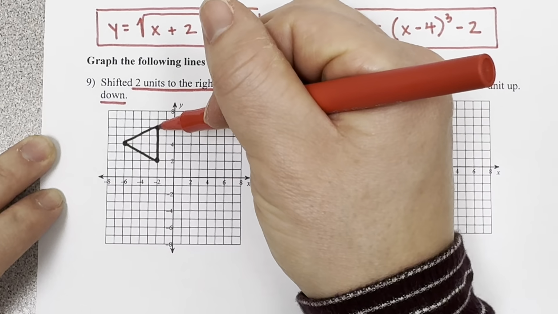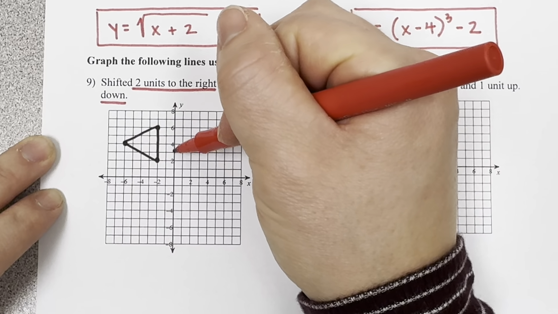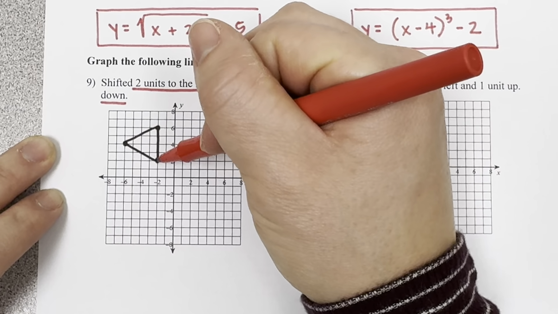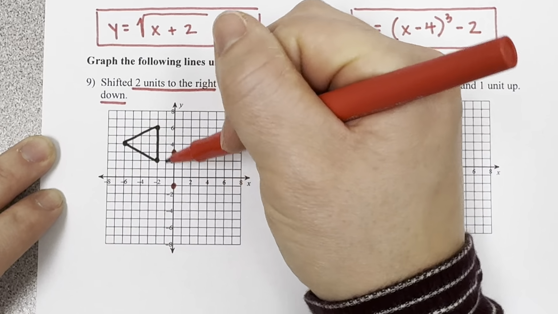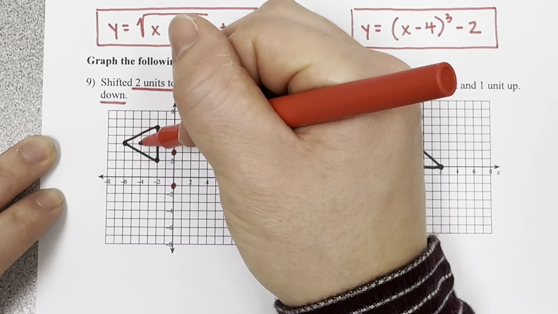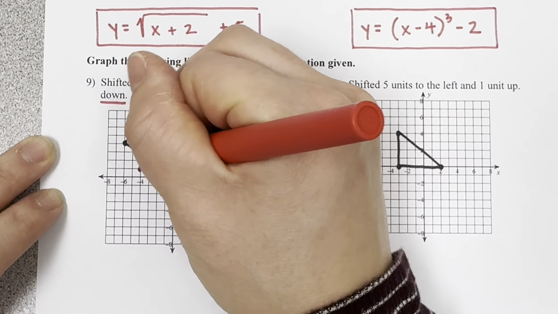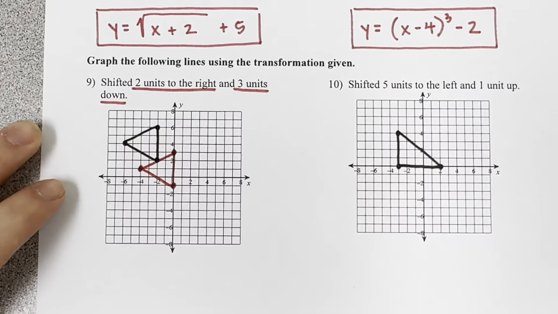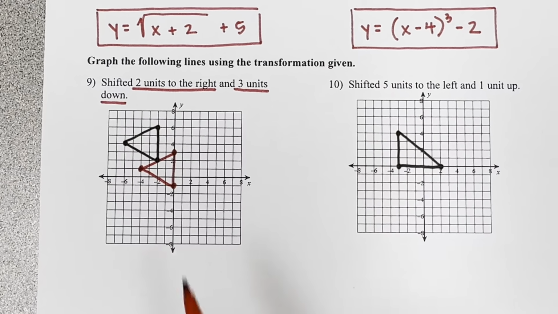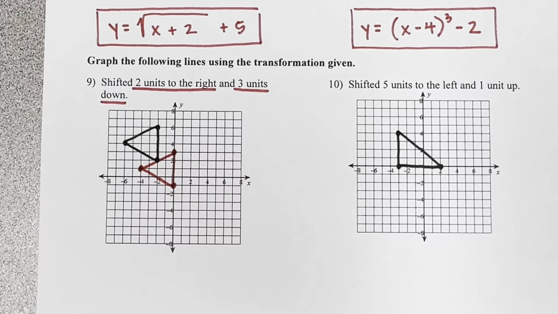I'll start here on the top. 2 units to the right, 1, 2, 3 units down, 1, 2, 3. I'll go here next. 1, 2 to the right, 1, 2, 3 down. And my last one, 2 units to the right, 1, 2, 3 down. All you have to do, and your computer will do this automatically for you, is connect those points. And we see the same shape, it's just been moved to the right 2, down 3.